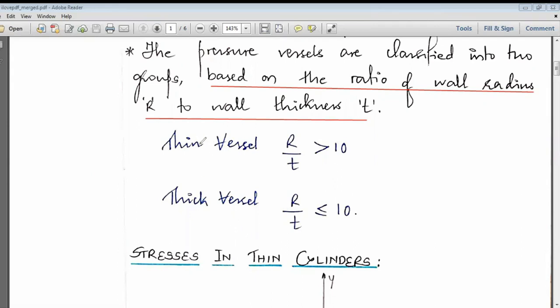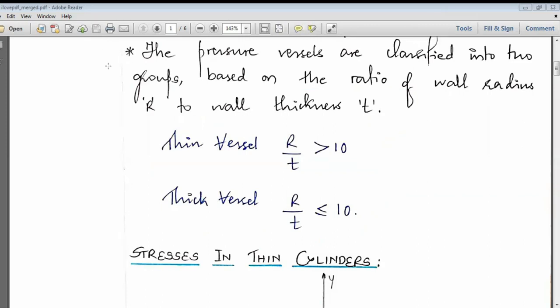For thick and thin vessels, how are we going to classify them? This is the criteria. For a thin vessel, if the ratio of R by T is greater than 10, we call it a thin vessel. And if the ratio of R by T is less than or equal to 10, we call it a thick vessel. What is R? R is the wall radius and T is the wall thickness. The ratio decides whether it is a thin vessel or a thick vessel. If it is greater than 10, it is a thin vessel. If it is less than or equal to 10, it is a thick vessel.